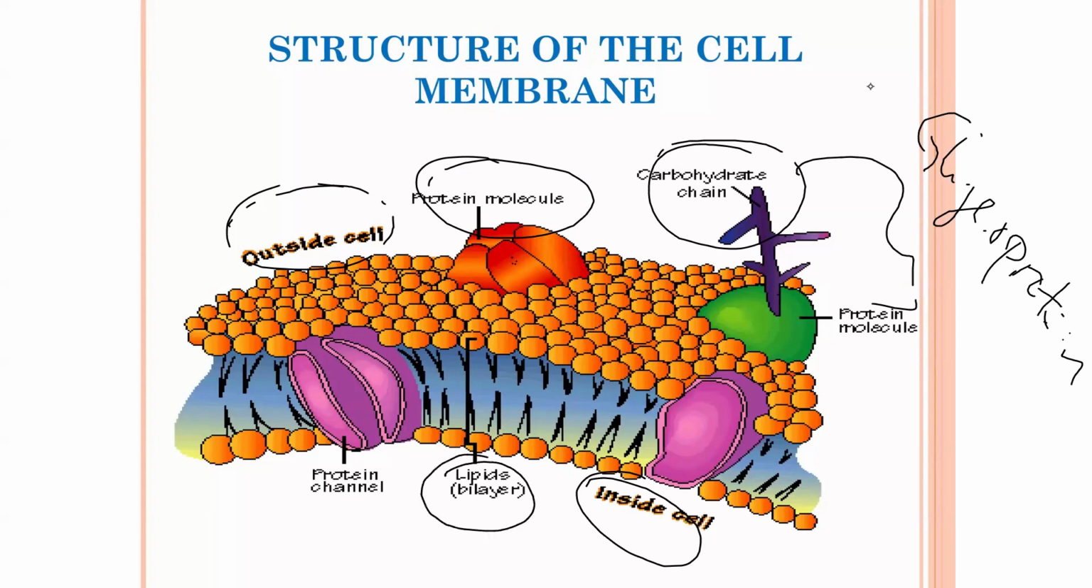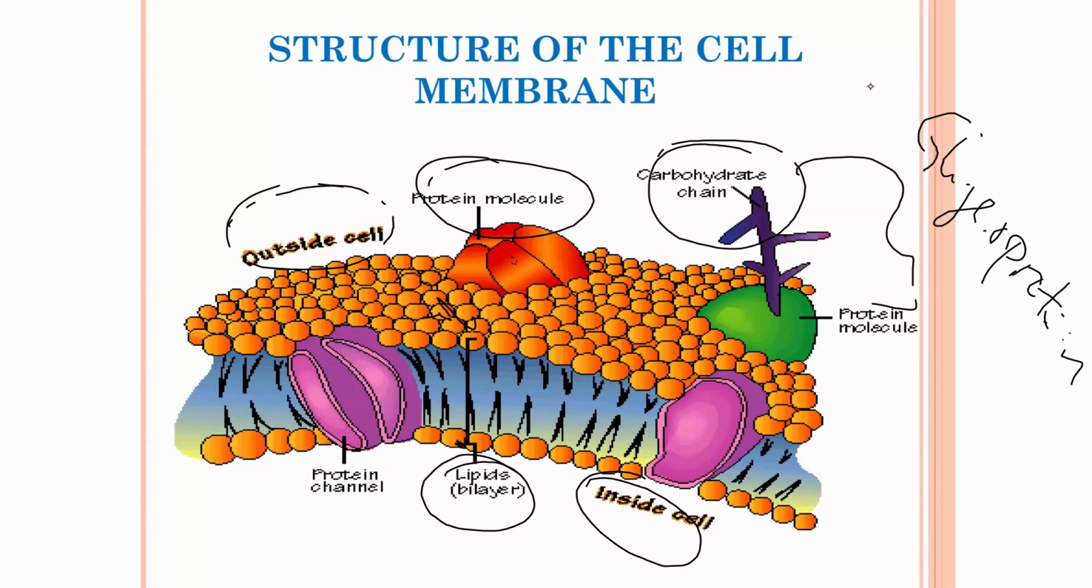And of course, this is a lipid bilayer. This one is one of the layers, and this is another layer. So that is why it's called a lipid bilayer. This is how the structure of the cell membrane looks. Okay.